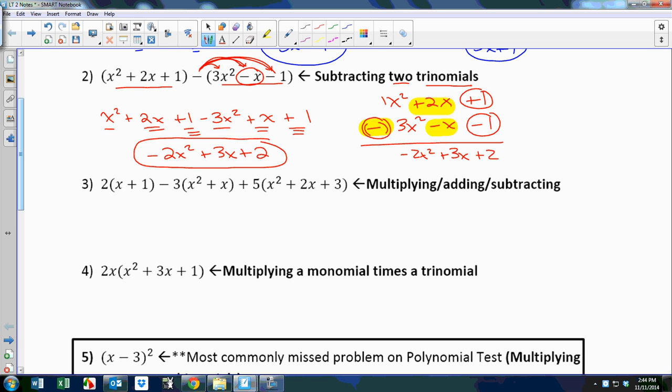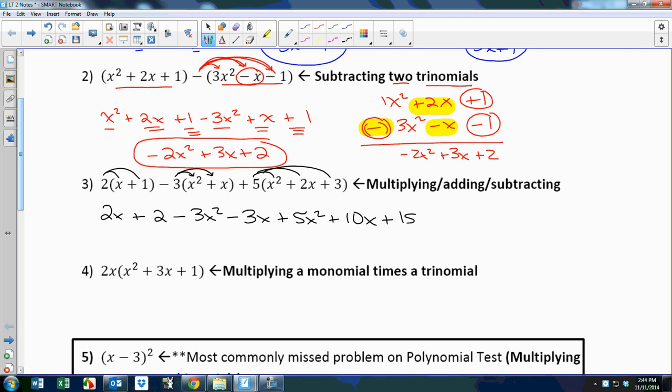Here's a combination of multiplying and adding and subtracting. You've got 2 times a binomial, which distributes to make 2x plus 2. Then you're subtracting 3 times a binomial. So I personally like to distribute the negative 3. Negative 3 times x squared would be minus 3x squared. Negative 3 times x would be minus 3x. And then distribute the 5. So I'm going to add 5x squared. 5 times 2x would be 10x. And 5 times 3 would be plus 15.